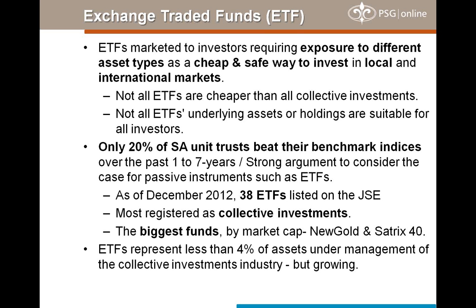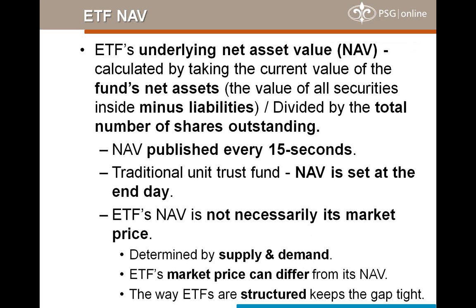And I think as more people get involved with these products and get to know about them and talk about them, there'll be more scope for improving. Okay, so let's talk about how the price is calculated. The ETF's underlying net asset value, similar to shares, is calculated by taking the current value of the fund's assets minus all its liabilities, divided by the number of shares in issue. That NAV value is published every 15 seconds to the market, whereas with a traditional unit trust, the NAV is only set at the end of the day.